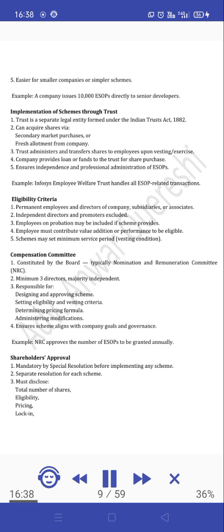Eligibility criteria. 1. Permanent employees and directors of company, subsidiaries, or associates. 2. Independent directors and promoters excluded. 3. Employees on probation may be included if scheme provides. 4. Employee must contribute value addition or performance to be eligible. 5. Schemes may set minimum service period vesting condition.